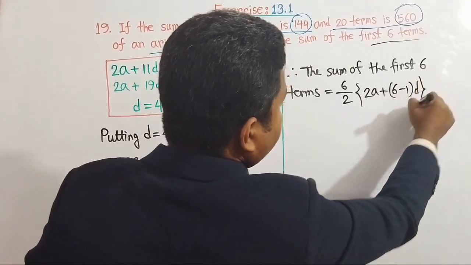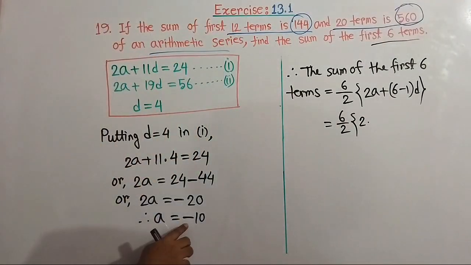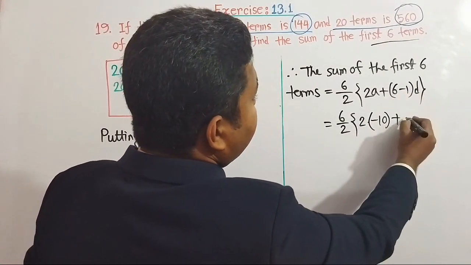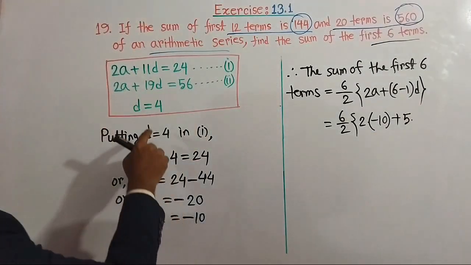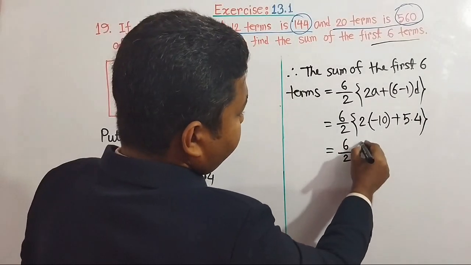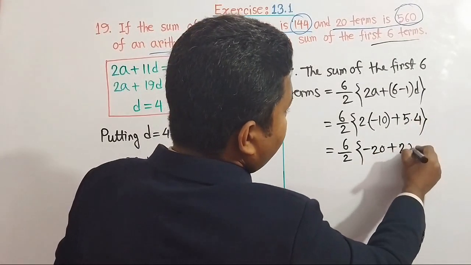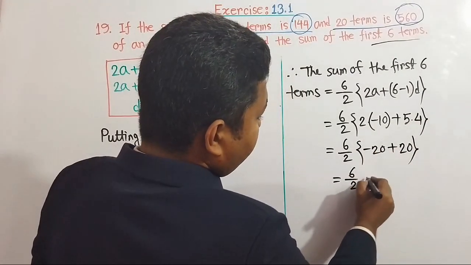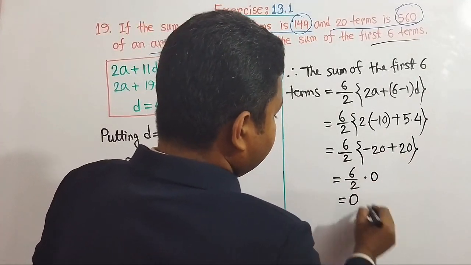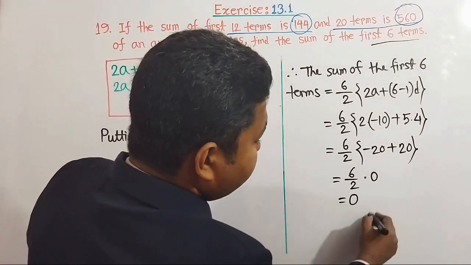Into d. Here 6 by 2, 2 into a, the value of a is minus 10, plus 6 minus 1 equals 5 into d. Here d is 4. Then 6 by 2, by calculation, minus 20 plus 5 into 4 equals plus 20. So 6 by 2 into 20 minus 20 equals 0. Then by calculation we will get 0. So the required answer is 0. So this is our required answer.